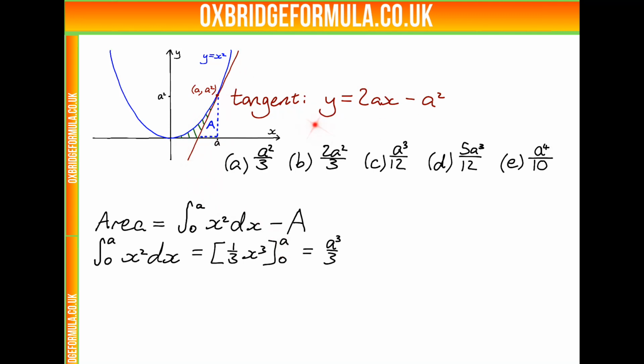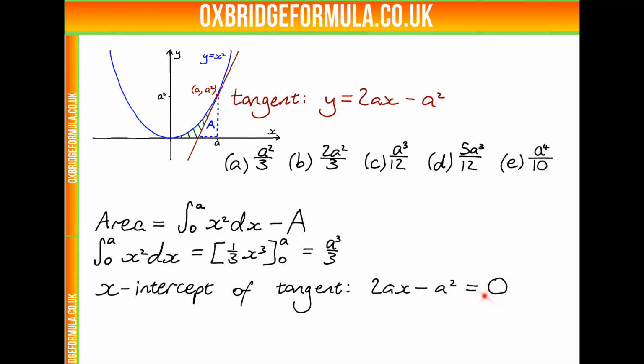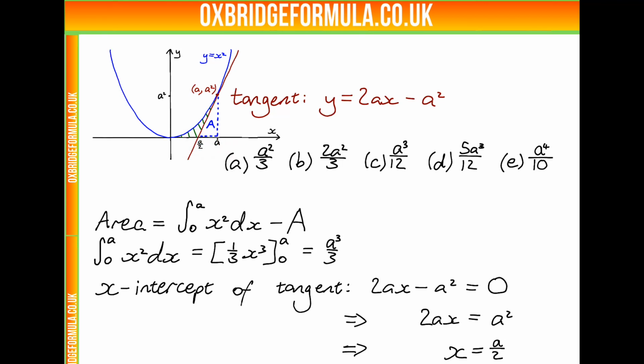We've already found the equation of the tangent, so how can we find the x-intercept of this tangent line? Well, that happens when y is equal to 0. So the x-intercept will be the value of x which solves the equation 2ax minus a squared equals 0. So moving the a squared onto the other side and dividing through by 2a, we see this is the point x equals a over 2. So we can now add that to our diagram. That's this point here. And therefore we can see the base length is a minus a over 2. So the base length is a over 2.